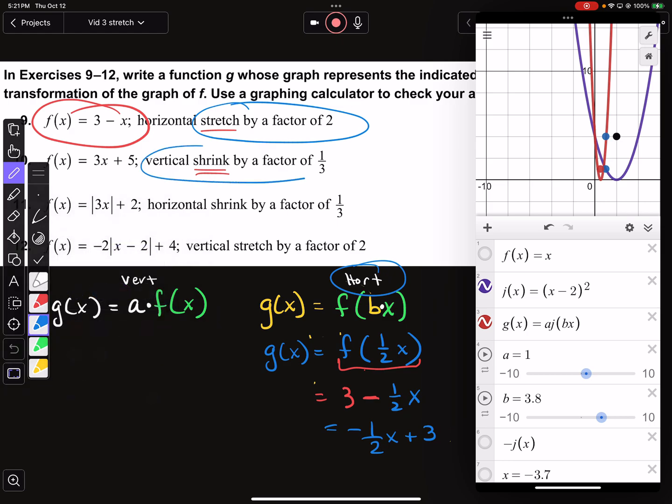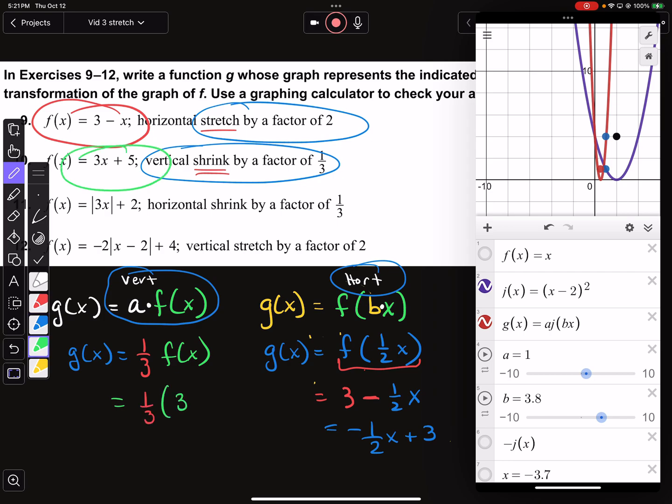Number 10, vertical shrink. So now I'm over here. Vertical shrink. This is number 10. I will go g of x equals vertical shrinks. I just got to use the number there. I want 1/3 of the function. 1/3 of f of x. And so I just use the notation. 1/3 of what? F of x. What's f of x? 3x plus 5.